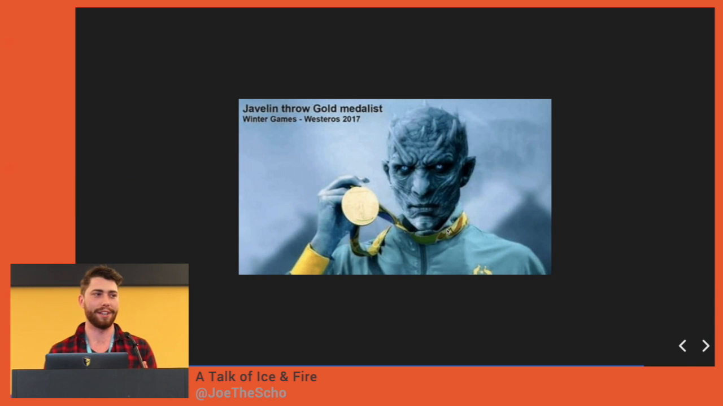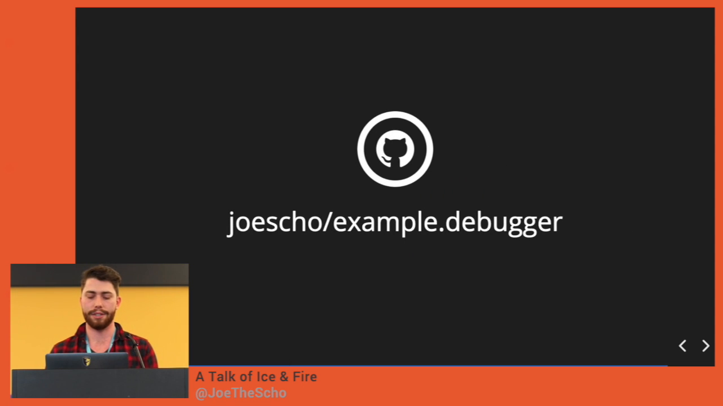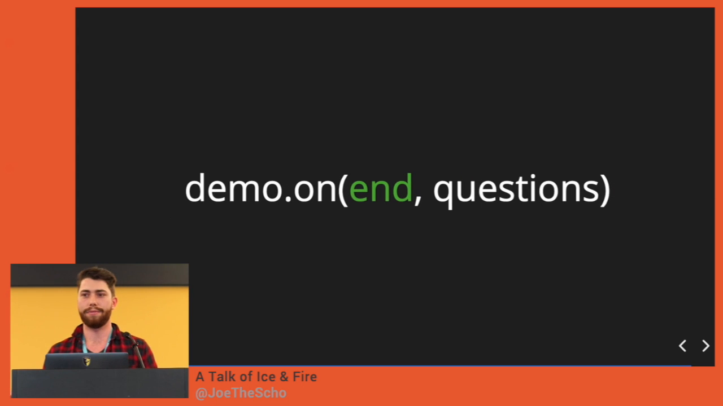So, yeah, that was just a silly kind of short demo on the debugger. I hope it explained a bit how you can use it and how it can be more useful than console logging everywhere. All this code's available on GitHub at josgo/example.debugger. Are there any questions about anything I've talked about today?